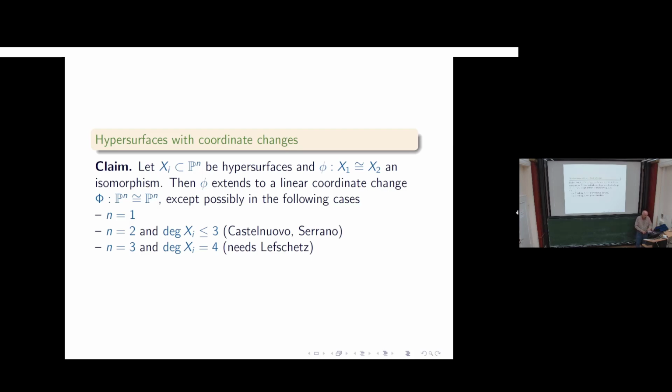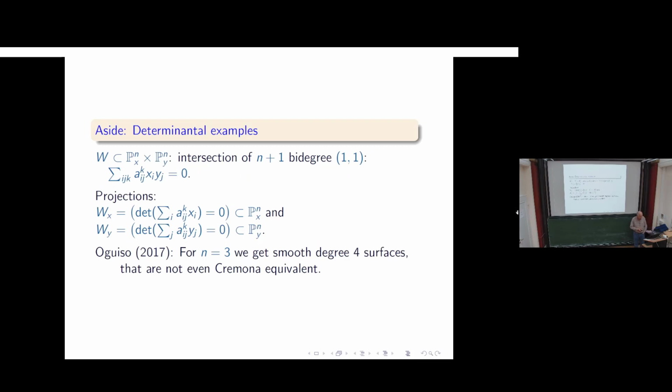And then in dimension 2, there is the well-known exception of elliptic curves, which can be isomorphic differently. And then there is another interesting exception: degree 4 surfaces in P^3 that can be isomorphic in a non-trivial way. Just to see an example where this can happen, and this is more or less an aside, is the determinantal example. We start with P^n times P^n, and then you take the intersection of n+1 hypersurfaces of bidegree (1,1). Okay? And so these are the equations of these hypersurfaces.